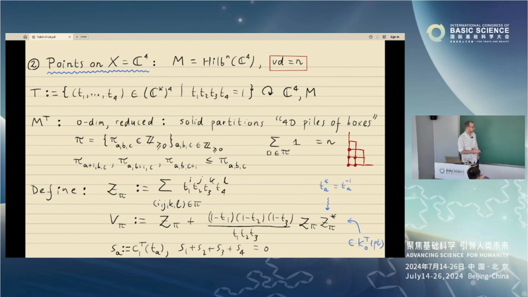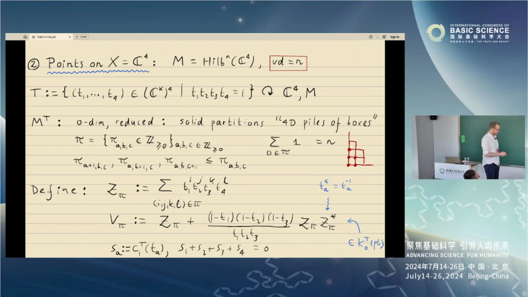So when we have such a solid partition, as they're called formally, we associate to it a polynomial. So we sum over all boxes (i, j, k, l) in pi, T1^i T2^j T3^k T4^l, and we'll call it Z_pi. And we'll also associate a Laurent polynomial V_pi to the solid partition, namely it's Z_pi plus (1 minus T1)(1 minus T2)(1 minus T3) over T1 T2 T3 times Z_pi star. So what does this star here mean? It means replace each T_a by T_a inverse. So this will produce some Laurent polynomial, and more formally we view this as an element of the equivariant K-theory of a point. So you see there's some asymmetry here, because T4 doesn't appear in this factor, 4 only appears in Z_pi. Let us also define variables s_a, so these are the equivariant first Chern classes of the T_a's, and then by this Calabi-Yau condition, their sum is always 0.